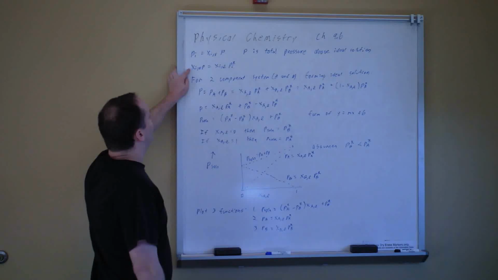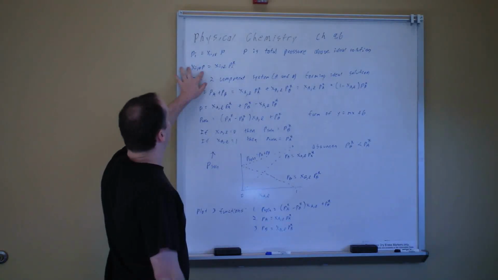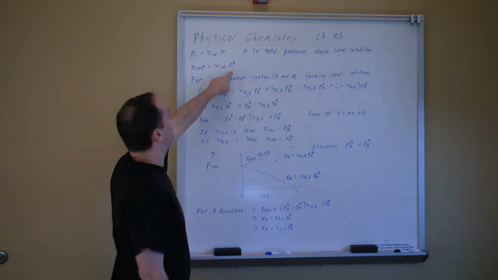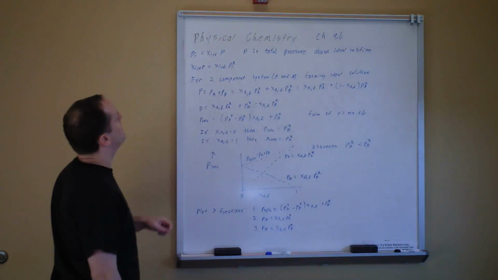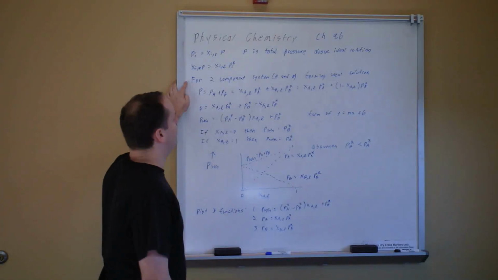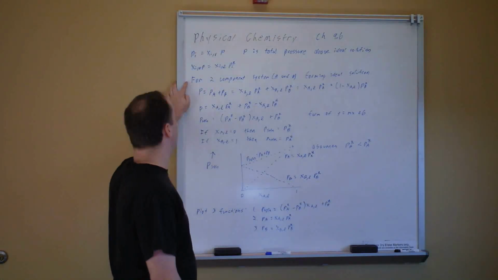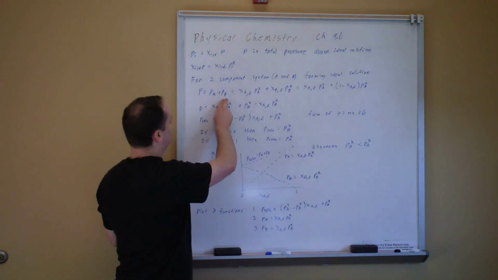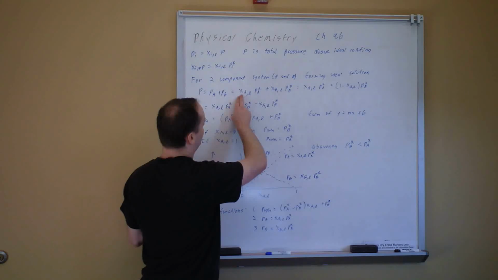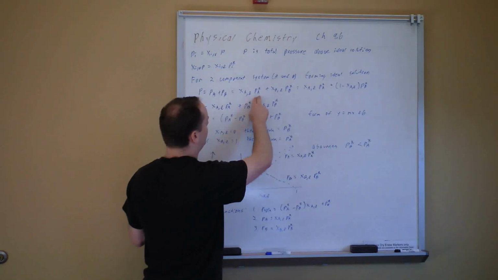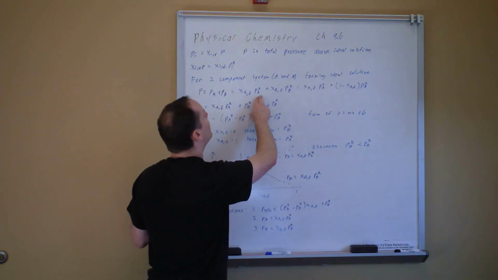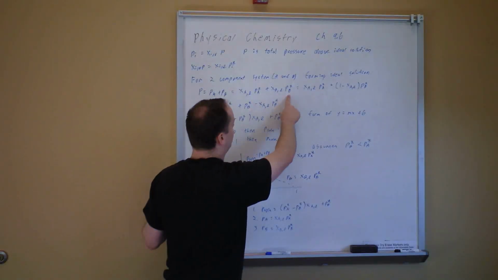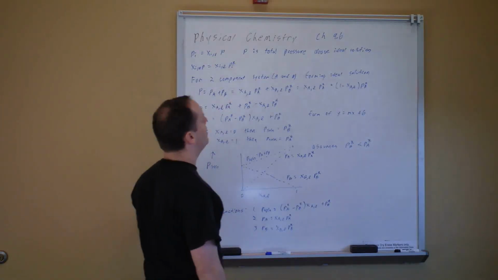Now we know that X of I in the vapor phase times the total pressure is equal to the mole fraction in the liquid phase times Pi star. For a two component system, components A and B, with an ideal solution, the total pressure is equal to the pressure of A plus the pressure of B. That is equal to the mole fraction of A in the liquid phase times the pressure of A unmixed, plus the mole fraction of B in the liquid phase times the pressure of B unmixed.